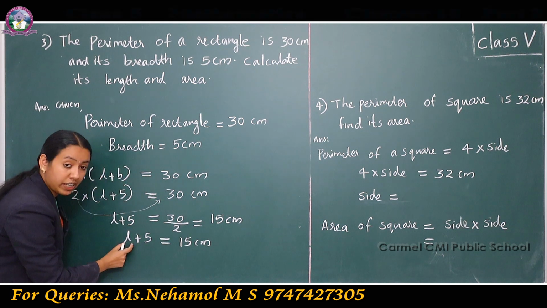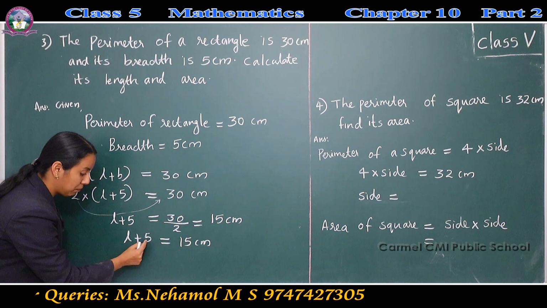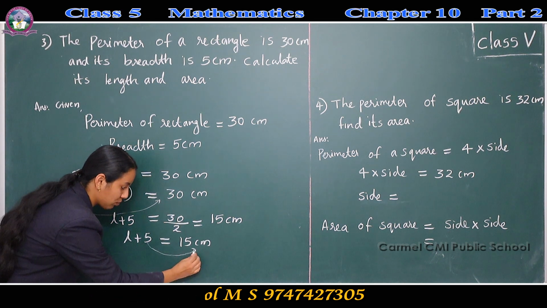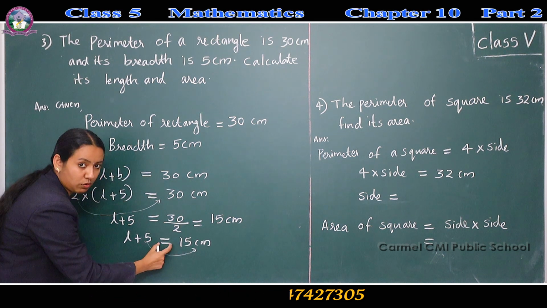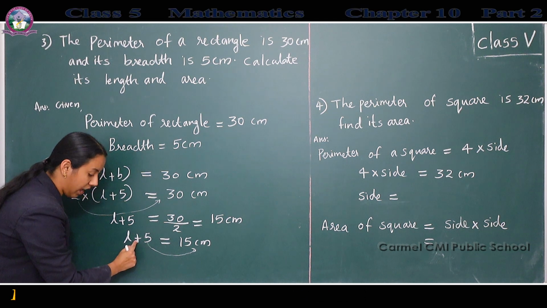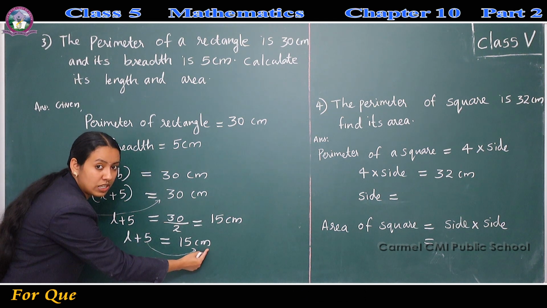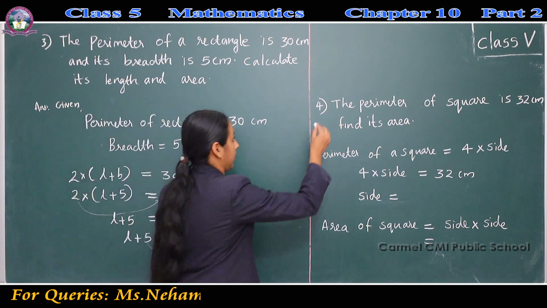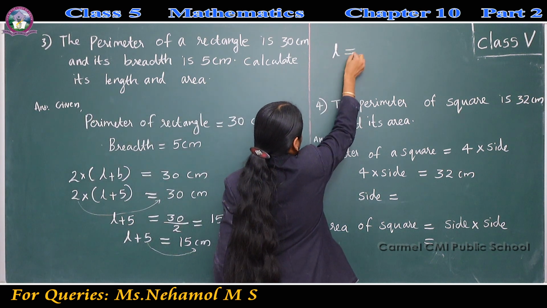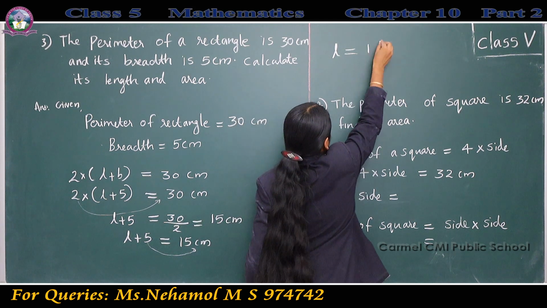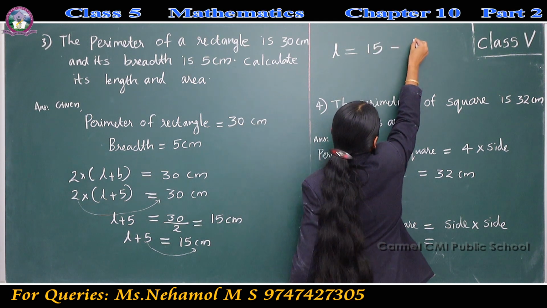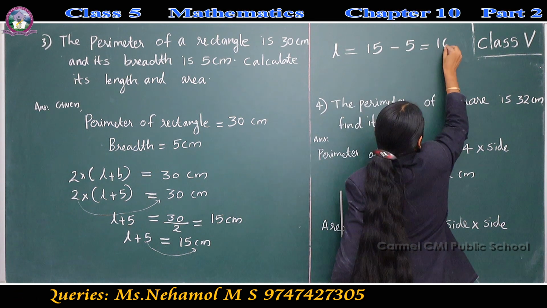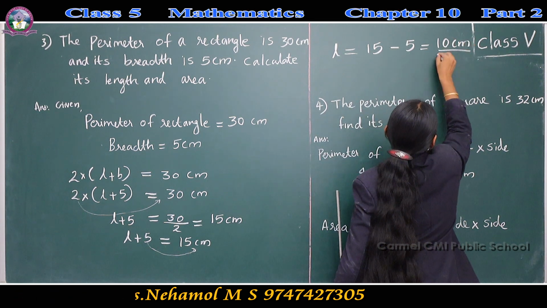We have to find length. Then here plus 5. 5 is added. So, we have to take this 5 also to the other side of this equal sign. Since it is added, here we have to subtract it. Then L plus 5 is 15. L is equal to 15 minus 5. What is 15 minus 5? It is 10. 10 centimeter.